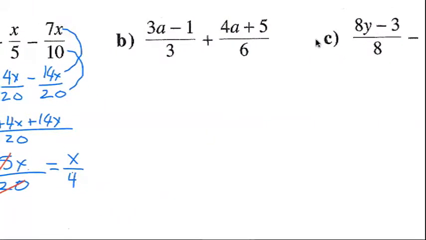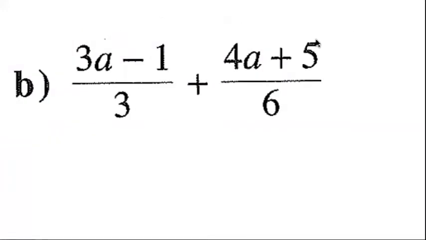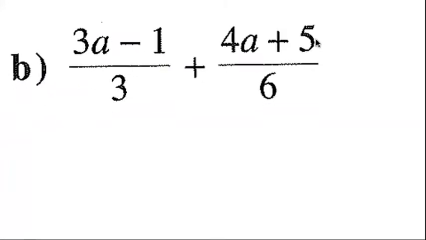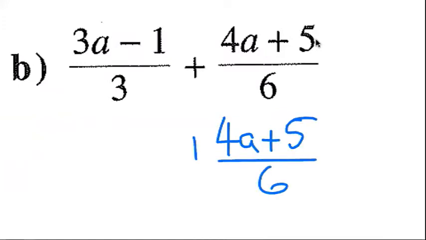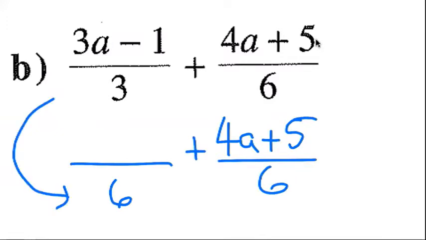Question B: (3a minus 1) over 3 plus (4a plus 5) over 6. My common denominator is 6, so this term does not change. But I want this on 6, so to get from 3 to 6, I multiply by 2. So I have to multiply this by 2. So I go 2 times (3a minus 1).